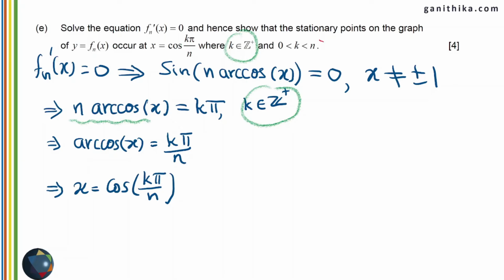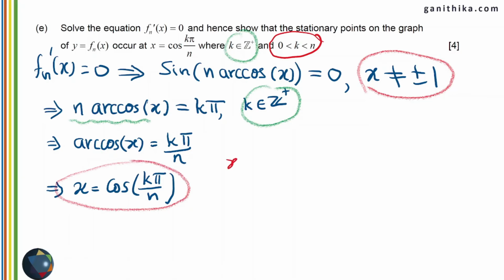And the next part of the question has 0 less than k less than n. You have to give a reason why k has to be between 0 and n, and why k cannot be equal to 0 or n. For this, we are going to use this concept of x not equal to plus or minus 1. From this result, you can see that when x is equal to 1, k will be 0 because cos 0 is 1. When x is equal to minus 1, k will be n because cos pi is minus 1. If you substitute k as n in the equation, you will get cos pi, which is equal to minus 1, which satisfies x is equal to minus 1. But x is not equal to these two numbers, therefore k is not equal to 0 or n.